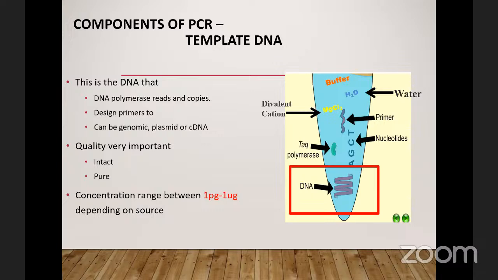If it is not pure, if you don't have a good extraction procedure, then you are going to have impurities that will compete with DNA polymerase during the reaction. You are also going to have ambiguous results in the process. So the quality is very important. It must be intact, and it must be very pure. And then the concentration, it must have a good amount of concentration. And then next slide, please.